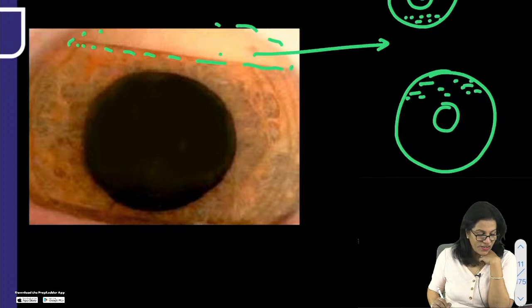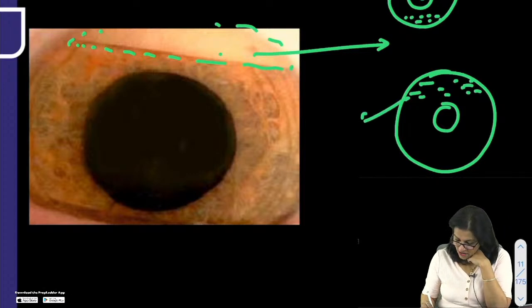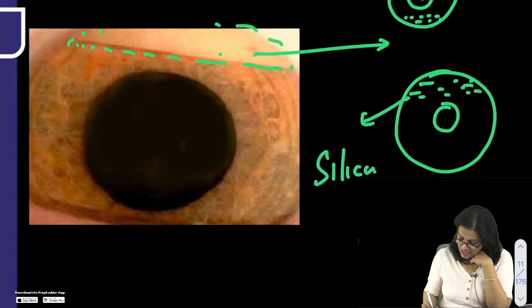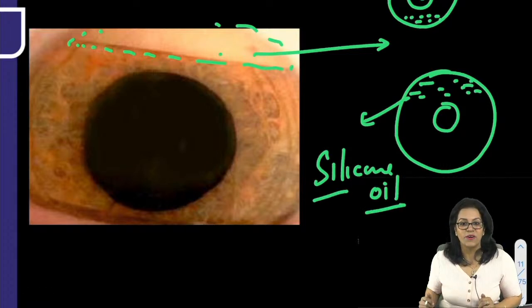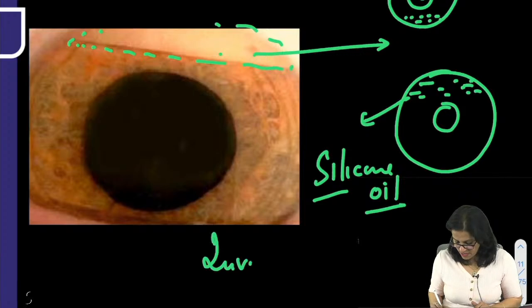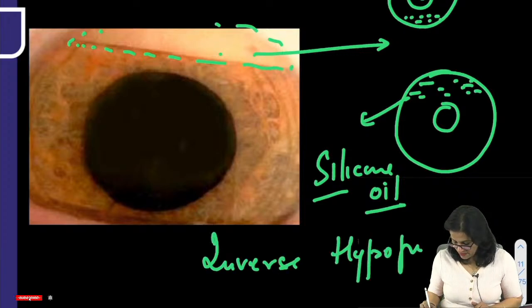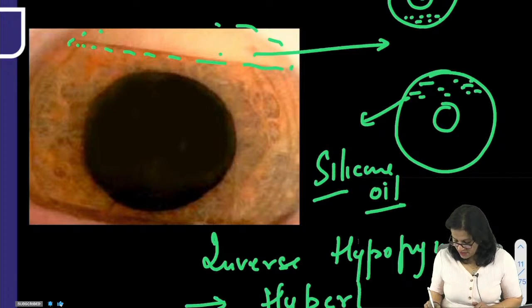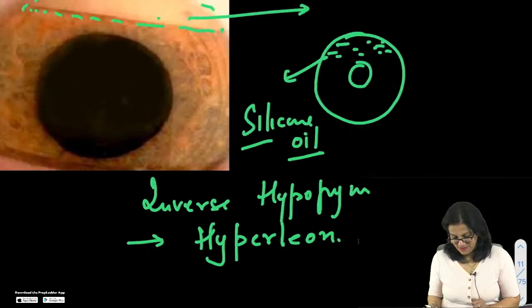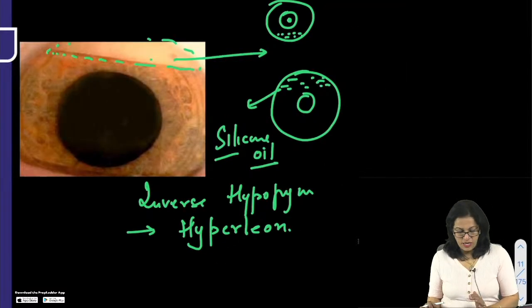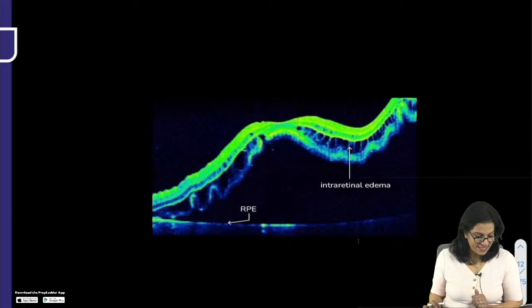Yes, this is silicone oil which has leaked out after retinal detachment surgery. And this is what is called inverse hypopyon, not reverse, inverse hypopyon. Okay. So this is your inverse hypopyon. What is the other name? We also call it hyperleon. Okay? Okay. Chalo, we'll come to the next question.